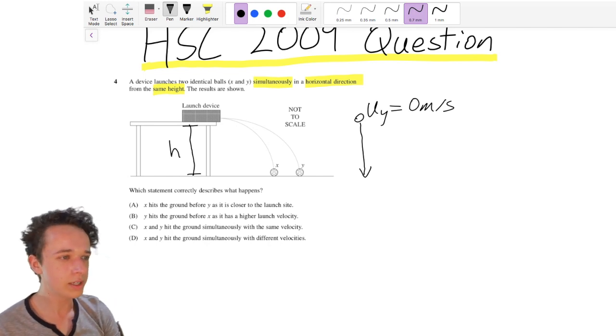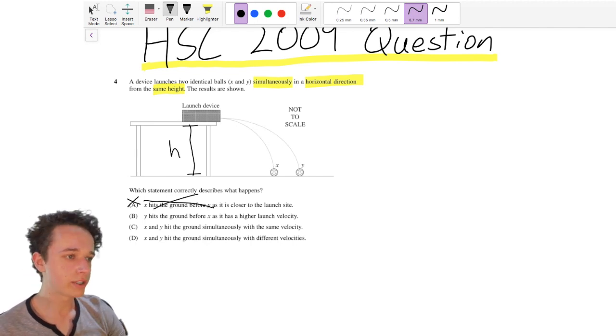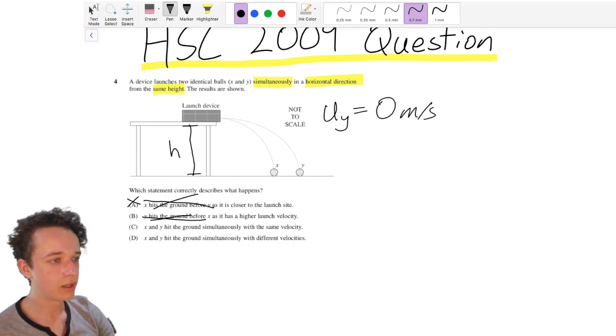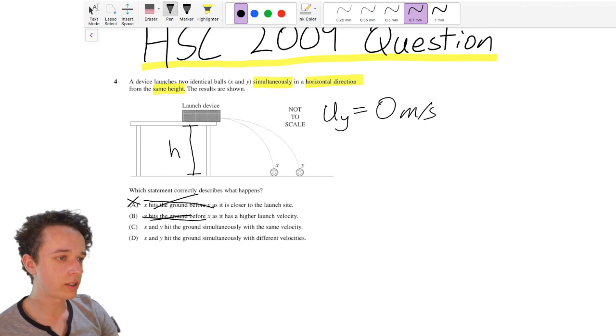So X hits the ground before Y, that's false. All right, so A is not the correct answer. Y hits the ground before X, that is again false, because both of these projectiles have an initial velocity in the Y component of 0 meters per second. Option C, X and Y hit the ground simultaneously, that's correct, with the same velocity.